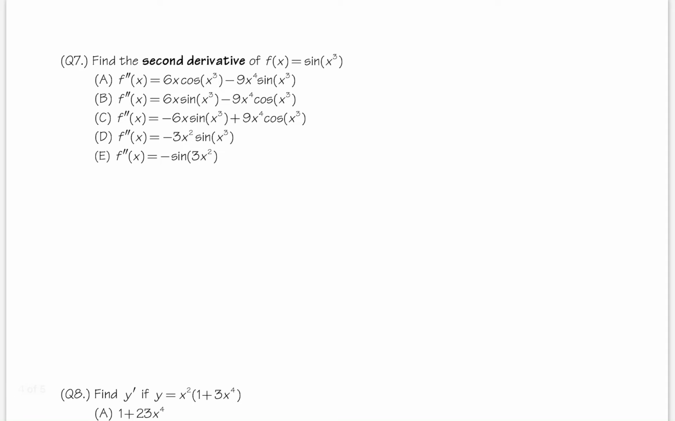Next, we will be finding the second derivative of sine of x to the third power. So first derivative in action, let me just write it down right here. F prime of x. Well, the derivative of sine is cosine, and then the inside stays the same, right? So x to the third power. Then we multiply by the derivative inside because of the chain rule, and the derivative of x to the third power is 3x squared. So that's pretty much it.